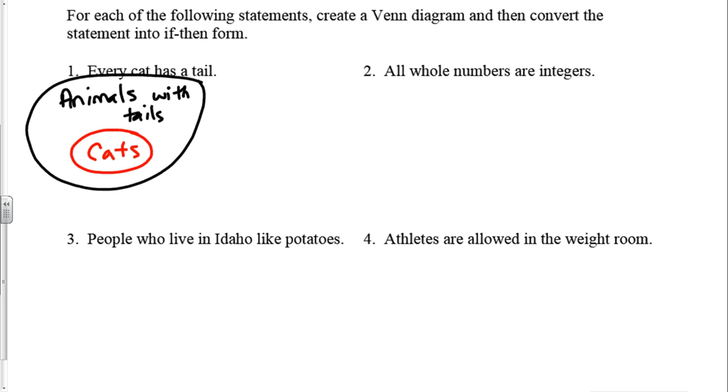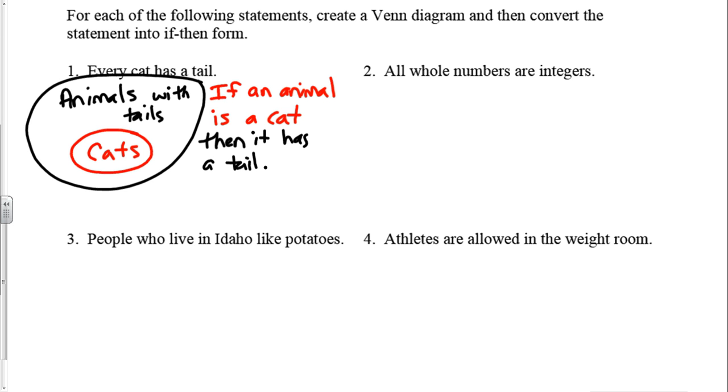And again, we can write this in if-then form. The if is going to be the red part. The then is going to be the black part. So the if part is always the small circle on the inside. So if an animal is a cat, then what do I have to know about this cat? Then it has a tail. So moving on to the next one.